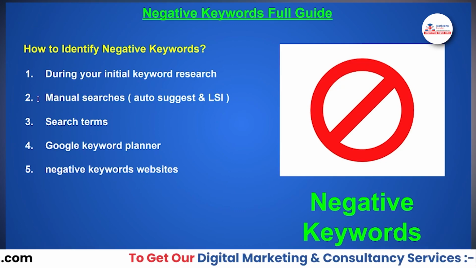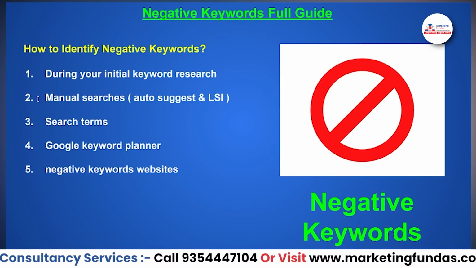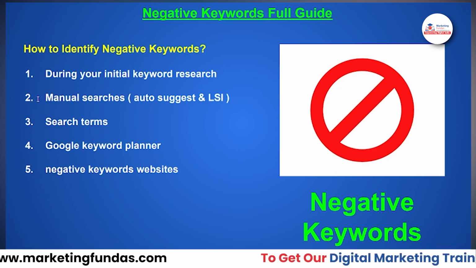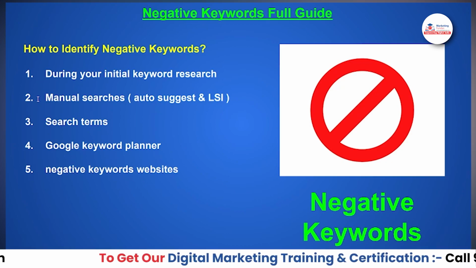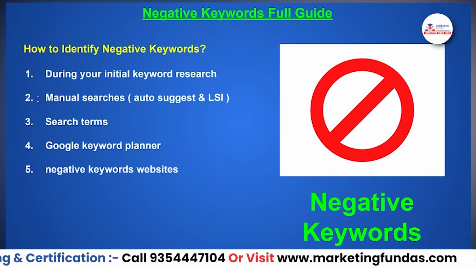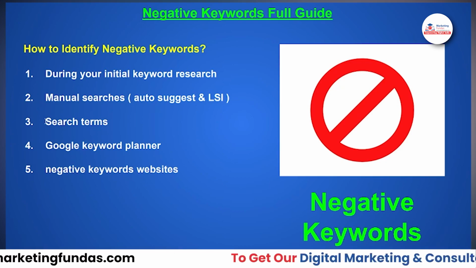When we go to Google and search any term, Google automatically suggests some keywords, and when we go to the end of the search page, we are also able to see some LSI keywords and the keywords which are suggested by Google. So you can filter out some of the negative keywords from those searches as well. Then we have search terms.